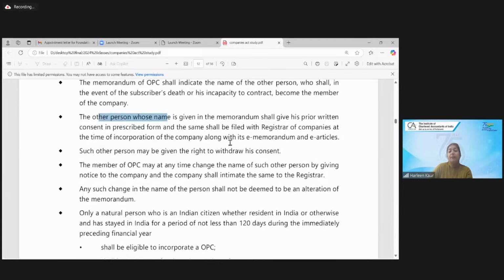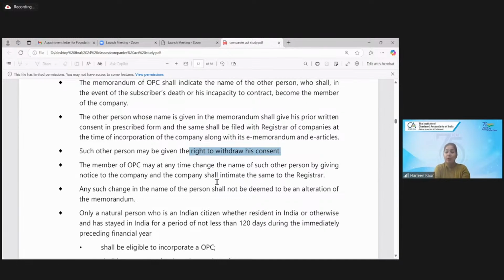Such other person may be given the right to withdraw his consent. So who is the person we have named? Mr. A's OPC is there. He has named Mr. B in the memorandum that he will be acting as the nominee. A written consent will be taken from Mr. B and that written consent is to be filed with the ROC.